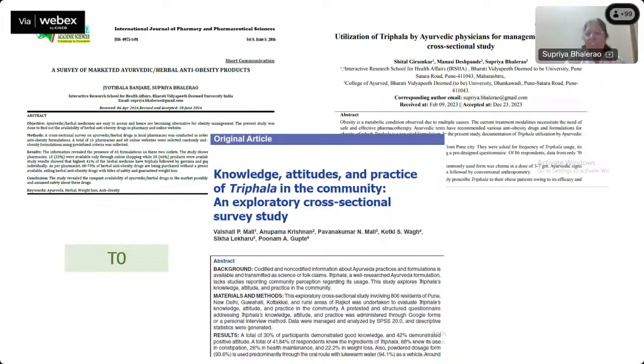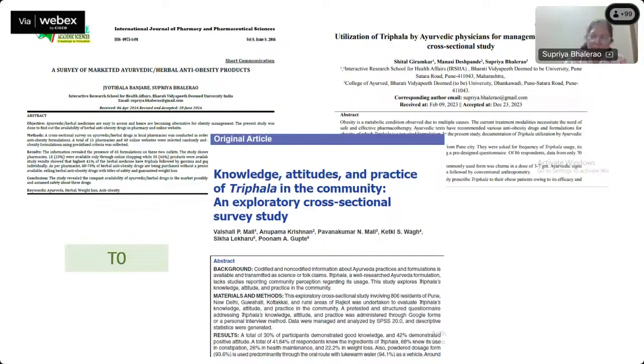So we came to know through this survey. This survey was done in 4 different parts of the country. You can see from the names of the authors also: Anupama Krishnan from South, then Sheikh Sikha Lekhru from Northeast, Vaishali Mali is from Chaudhary Brahma Prakash Samhita department again. So this was a pan-India study where we screened 1,000 individuals, almost 806. It is the number you can read here.